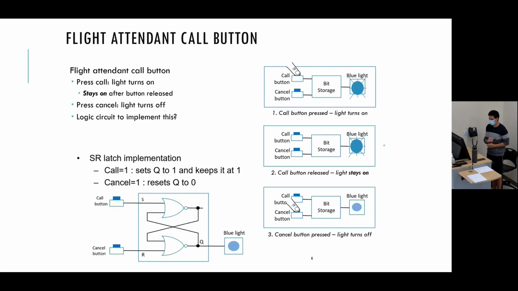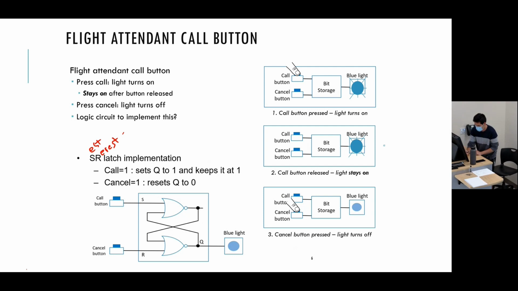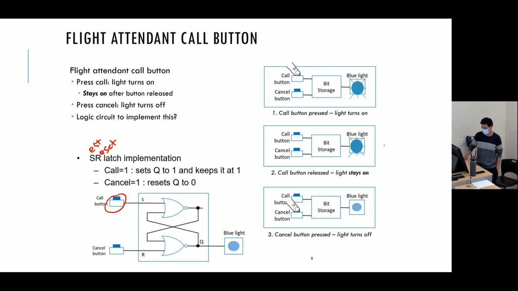So the logic circuit to implement this, we could use an SR latch, and the S and R stand for set and reset. So set reset latch. The way it works is you have access to this button, and they have access to the reset button. It's labeled cancel button here. And it's implemented with these NOR gates.